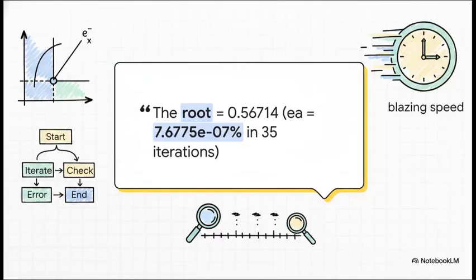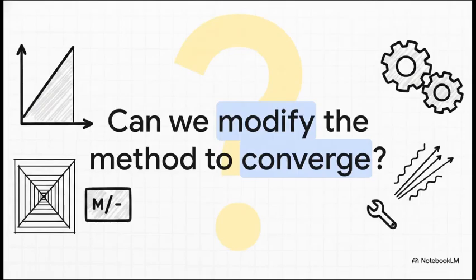When you code this up correctly and run our first convergent example, the e to the negative x function, this is the precise output your script is going to generate. The root equals 0.56714 with an approximate error of 7.67 times 10 to the negative 7% in exactly 35 iterations. Boom! It is a perfectly executed algorithmic search, doing exactly what our manual math did, just with flawless precision and blazing speed. But, we can't let you off that easy.